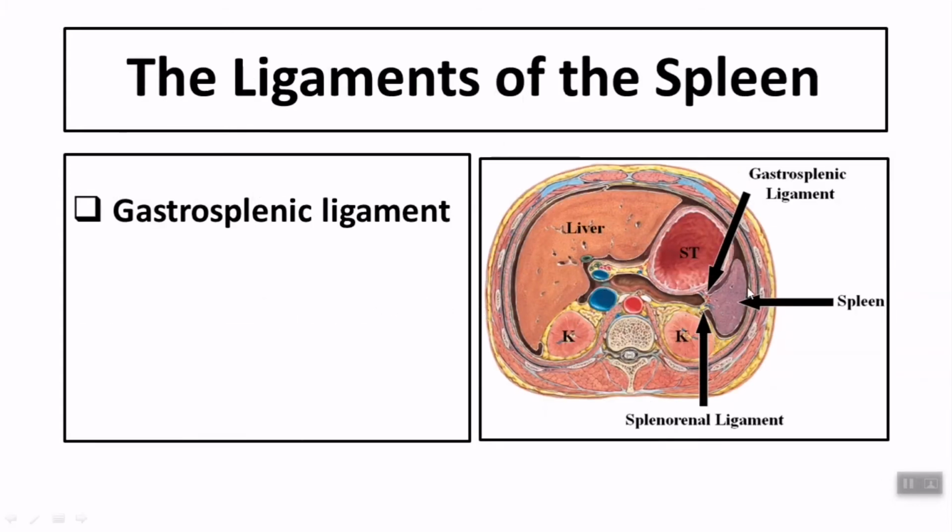From these ligaments, these are the ligaments of the spleen. This is the spleen, and it's completely covered by peritoneum, and it has ligaments to attach it to the nearby structures. From these ligaments is the gastrosplenic ligament, that connects the hilum of the spleen to the stomach. Splenorenal ligament or the lienorenal ligament connects the spleen to the left kidney.